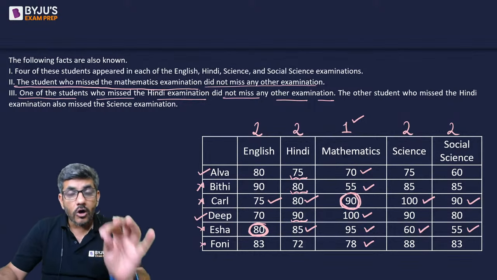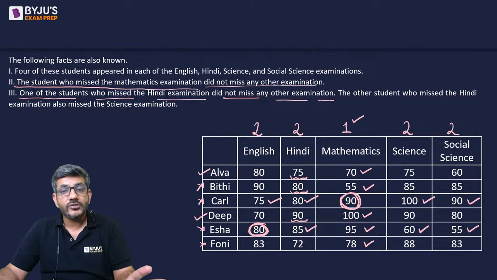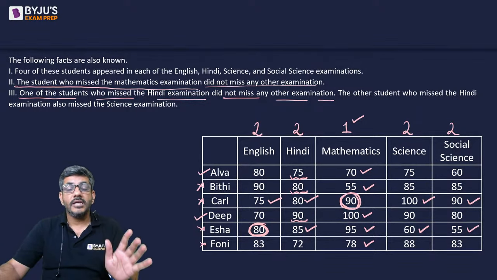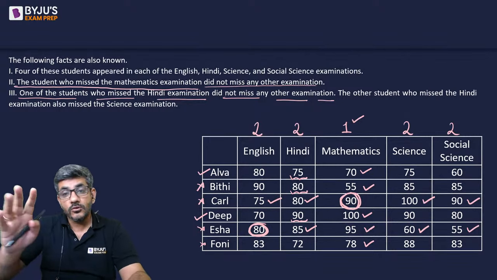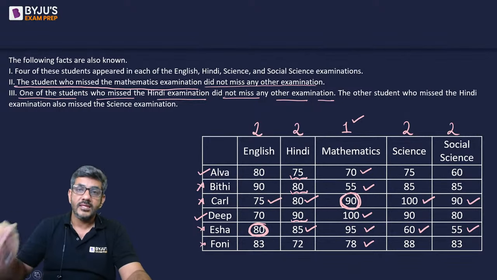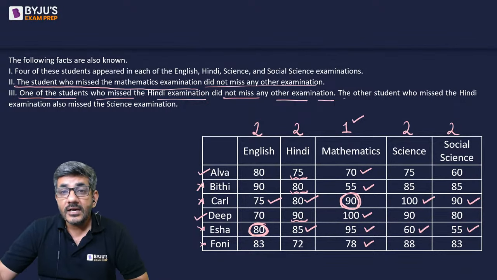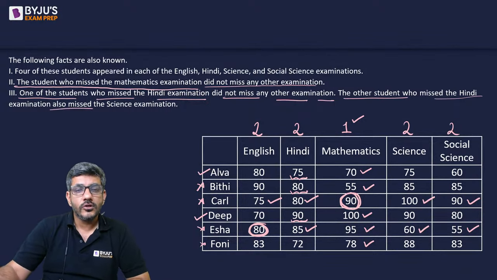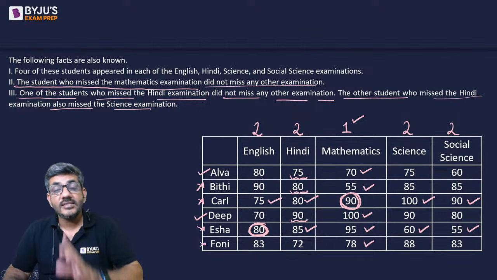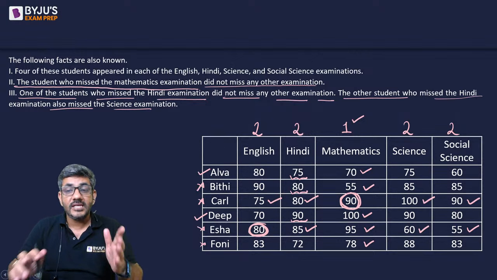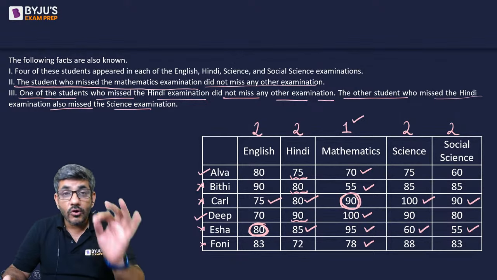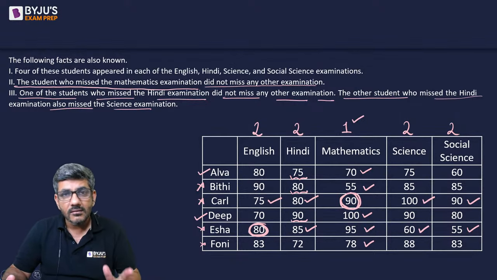Either Elva or Deep is the person who has got a score which is equal to the average of top 3 scores among the remaining 4. इन दोनों में से किसी एक ने only Hindi miss किया. The other student who missed Hindi also missed science. तो एक और स्टूडेंट है जिसने हिंदी मिस किया, साथ साथ साइंस मिस किया। तो पहली बात तो if a person has missed Hindi as well as science, score in Hindi and science must be equal, right?